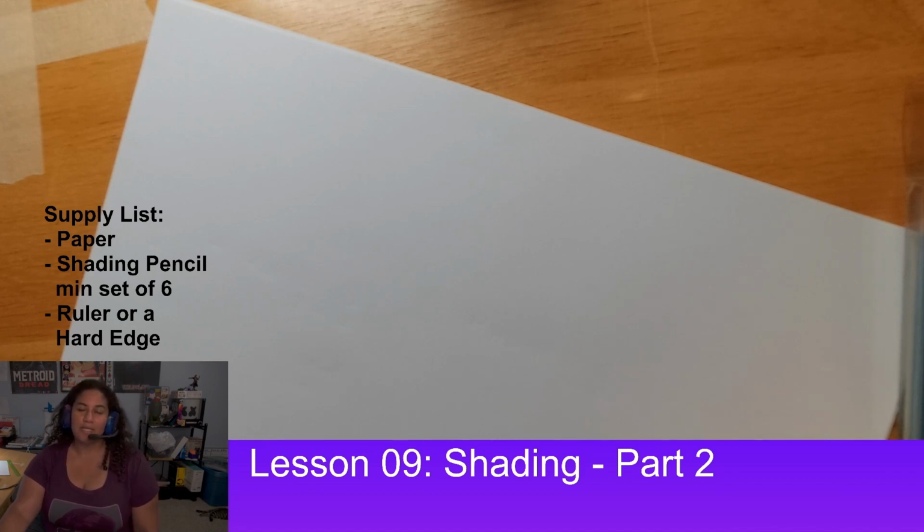So today, let's go ahead and get going to lesson 9, which is shading part 2. What you're going to be needing today is some paper, some shading pencils, where we'll talk more about it shortly, and a hard edge. So let's go ahead and get rolling.